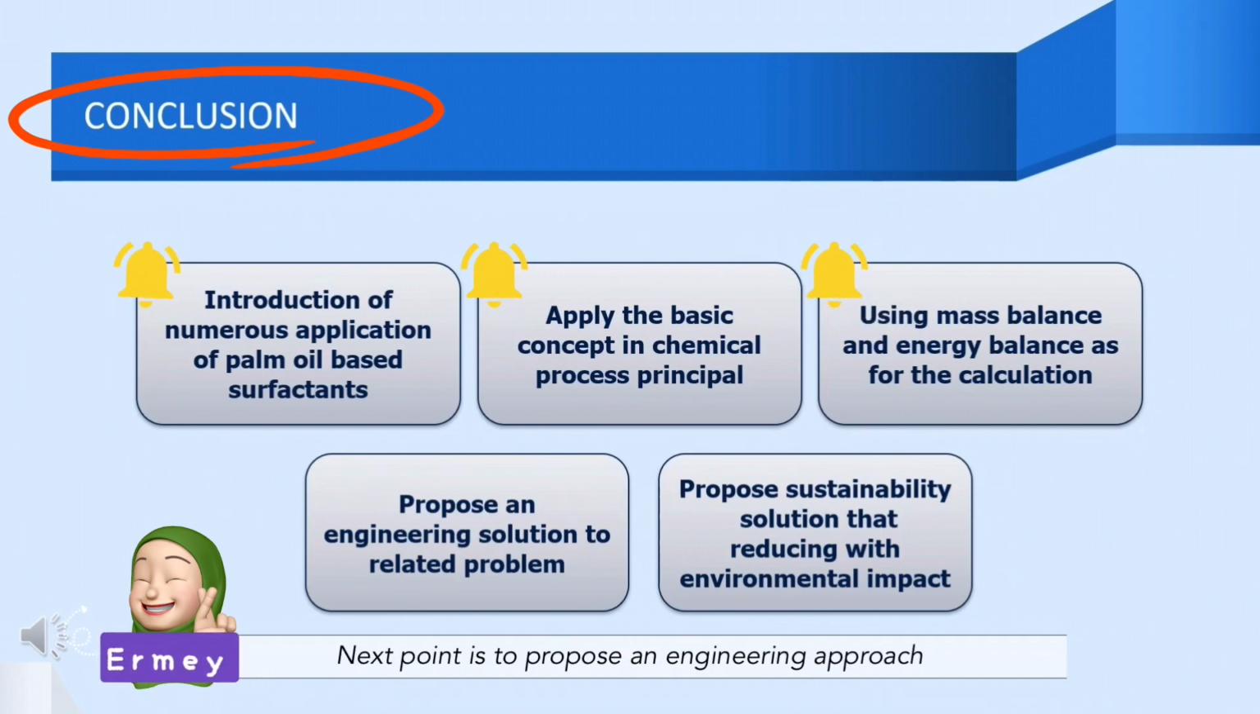Next point is to propose an engineering approach to the problem related to the process. Nevertheless, overcome the environmental impact with sustainability solutions such as implementing a new environmental management system and reducing energy use.